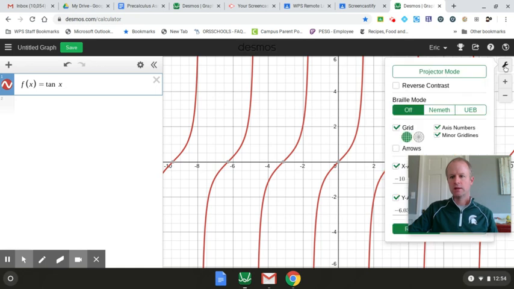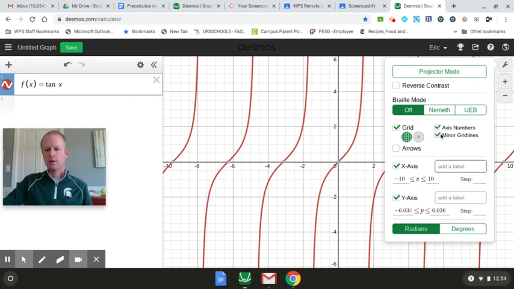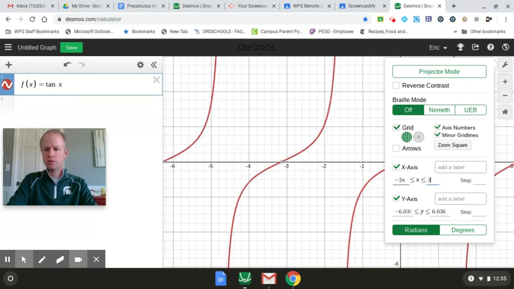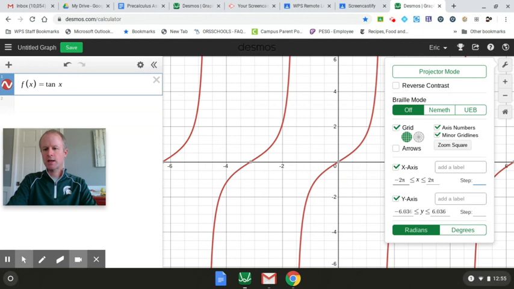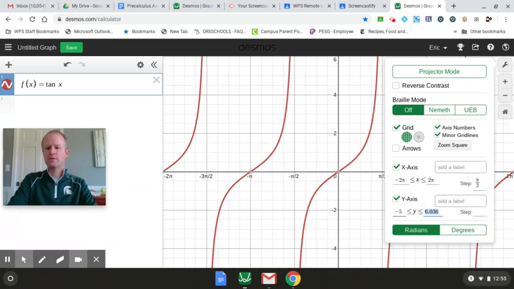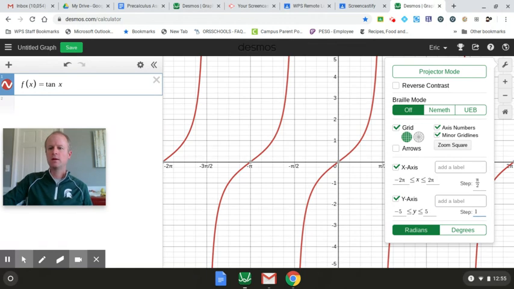So I'm going to click on the wrench, and then I'm going to move me over here out of the way. And as we adjust the window, I'm going to make the x-axis go. So I'm going to click on this x and make it go -2 pi to 2 pi. And then I'm going to count by pi divided by 2. And if you just type pi in, it will recognize that that's pi. And then for the y, we're going to go -5 to 5, and we're going to count by 1. So here's my graph of tan.